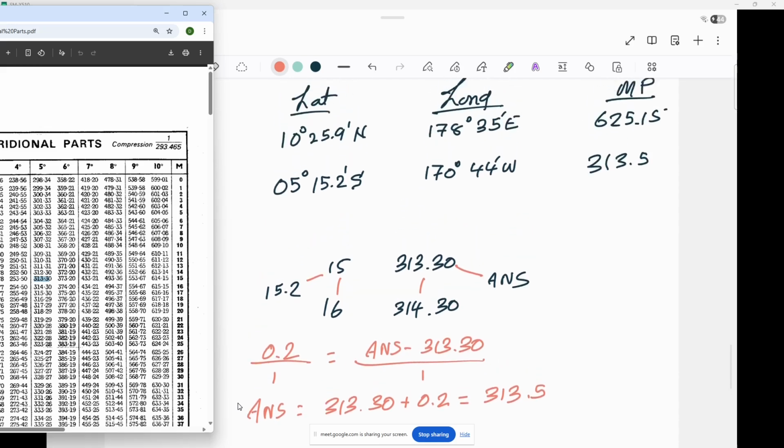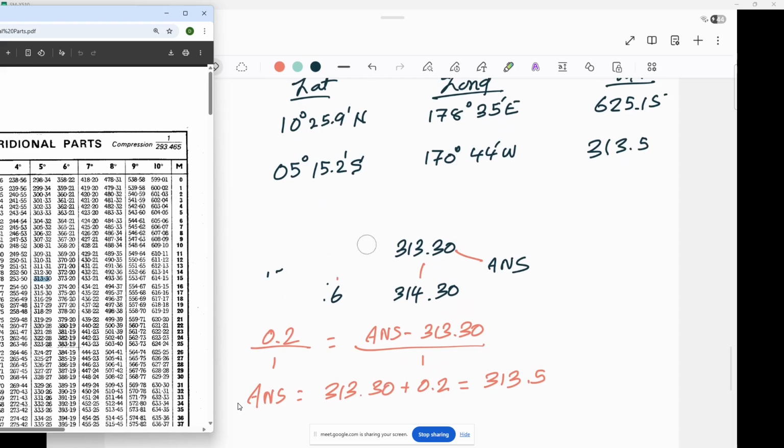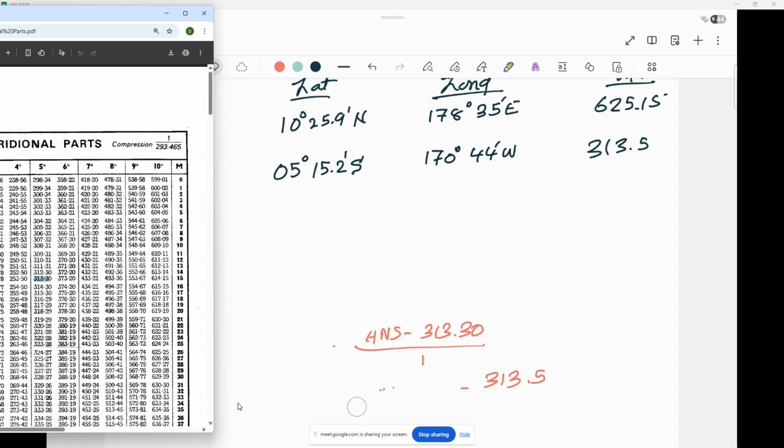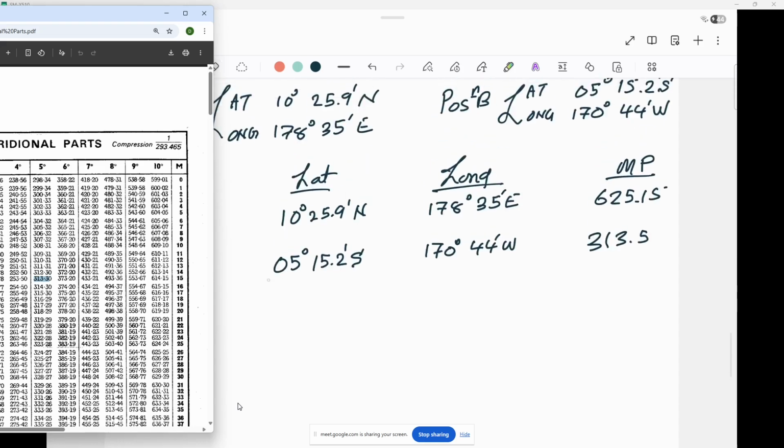Okay. So we have the meridional parts. Let me wipe down this one, it is not required. All right. So let's look at the D lat, D long, and DMP. How much is D lat, D long, and DMP?